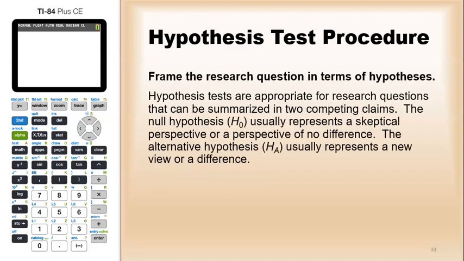So, again, we first start off framing the research question in terms of hypotheses. Hypothesis tests are appropriate for research questions that can be summarized in terms of two competing claims. The null hypothesis, H0, usually represents a skeptical perspective or a perspective of no difference. This is the random chance hypothesis. The alternative hypothesis usually represents a new view or a difference.